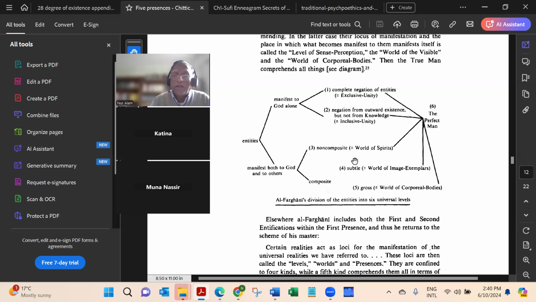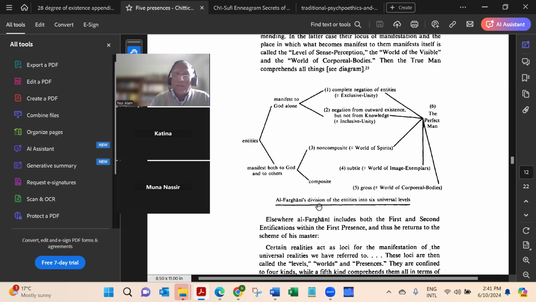This is where our covenant meeting happened, because all Ruh was gathered in this gathering where that covenant took place. And then this is the subtle world, the world of imagination, called Alam al-Mithal, image examples. That is the fourth presence. And then the composite, the gross, which is the world of corporeal bodies, which is our lower world. So this is the world where we are in now. But this perfect man, who is the Insan Kamil, he has visibility to all of these presences. All of those five presences are visible to the person who achieves this Kamaliyat, perfection.